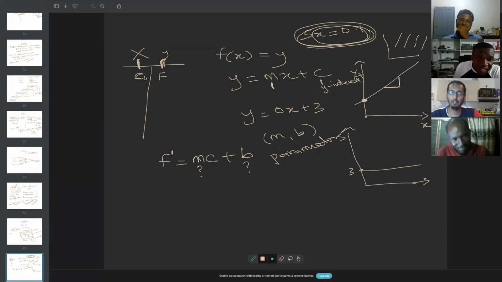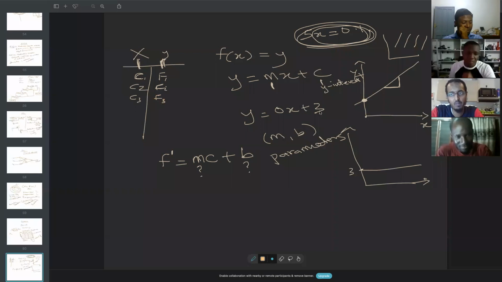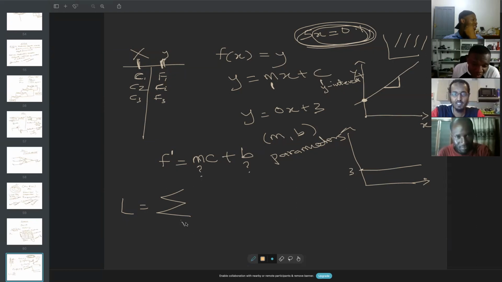But you see, for every C1, F1, C2, F2, what I mean is for every degree Celsius, there's a corresponding degree Fahrenheit. So the model has to calculate what is known as a loss. And here again, this sigma thing we are learning. What do we do with sigma? Welcome to sigma. From i equals 1 to m, I will explain this formula to those of you who feel like crying. MC plus B minus the actual F, squared, divided by 1 over m. This is known as the loss.